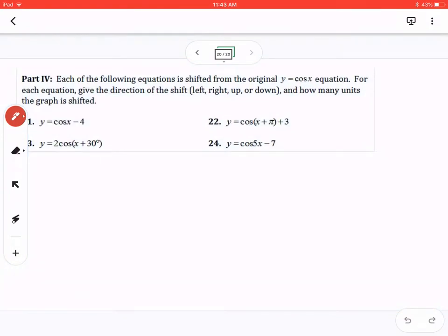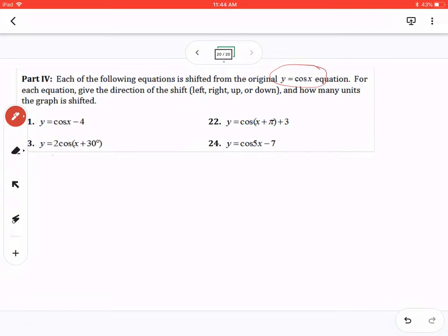And also we need to be aware of, for the quiz, translations. So we start off with our original y equals cosine of x equation, and we're going to describe the translation or the direction of the shift. Is it going left, right, up, or down? And how many units?